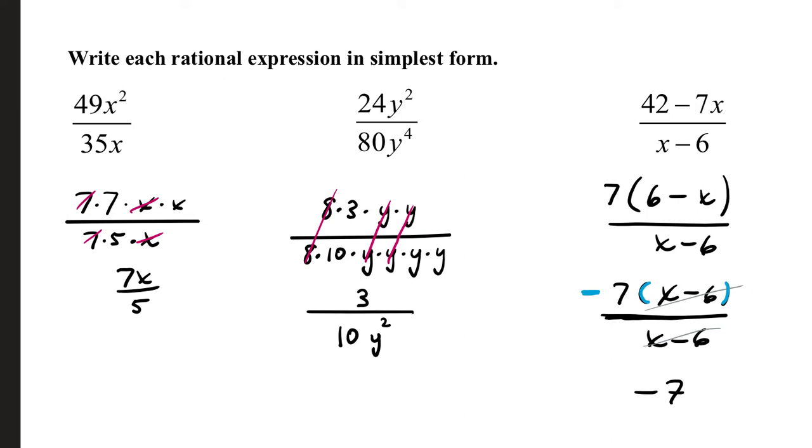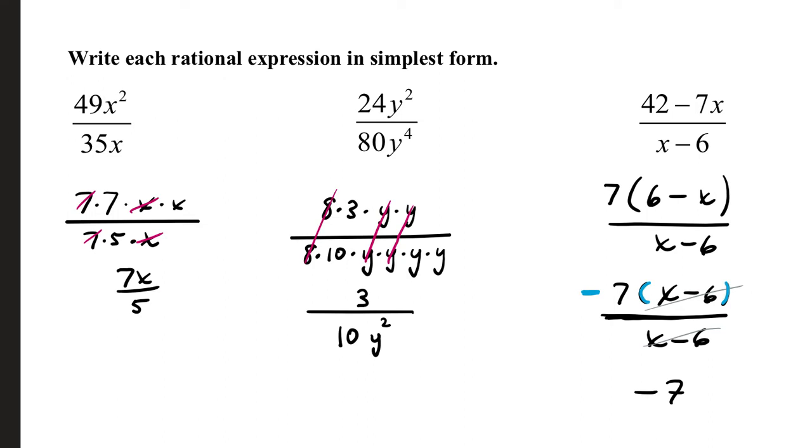Now, you don't always have to go through these factoring and canceling. You can just simply reduce 49 over 35 if you like. You can cancel the common factors of 7 and a common factor of x. That will leave 7x over 5 as your final answer.